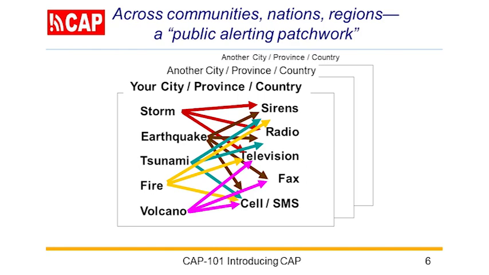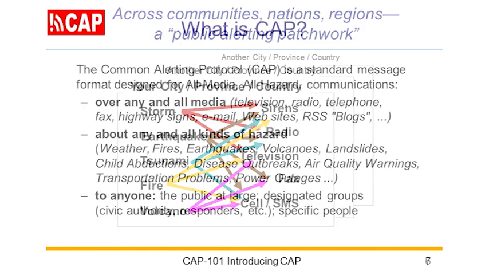I think it's pretty obvious this patchwork is really wasteful. But I'd go further. This is dangerous. It's dangerous if people miss out on alerts they should have gotten. It's dangerous if people get alerts that aren't intended for them, the overwarning. Or it's also dangerous when people get confusing alerts, because they're not quite the same as they come from different sources.